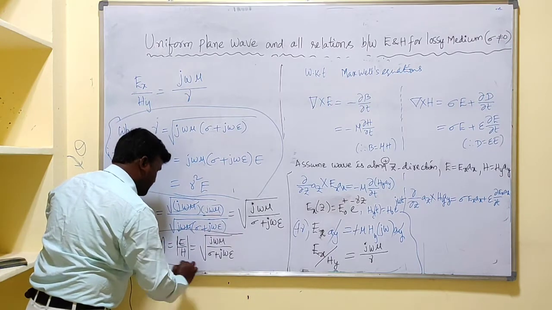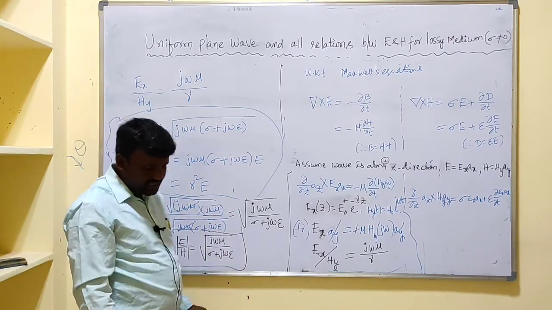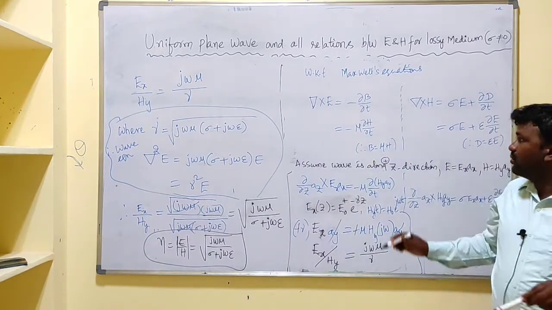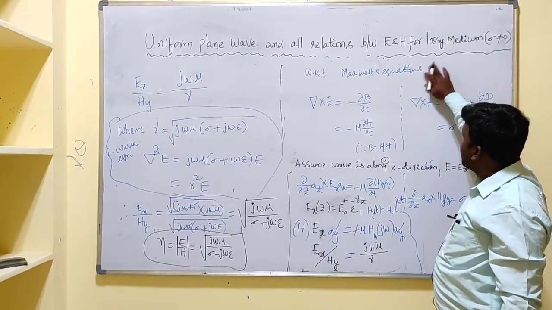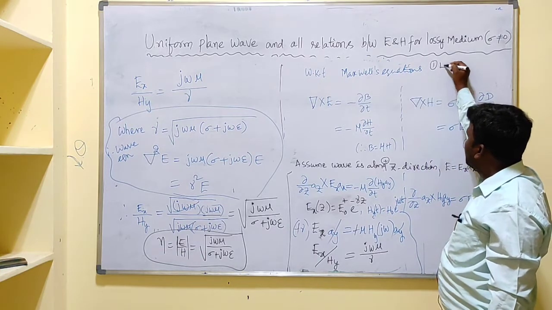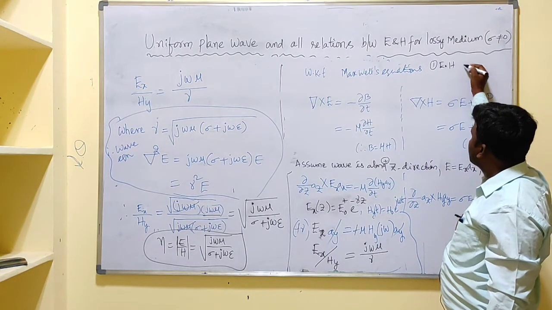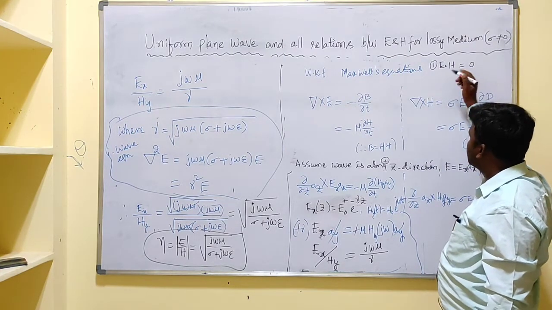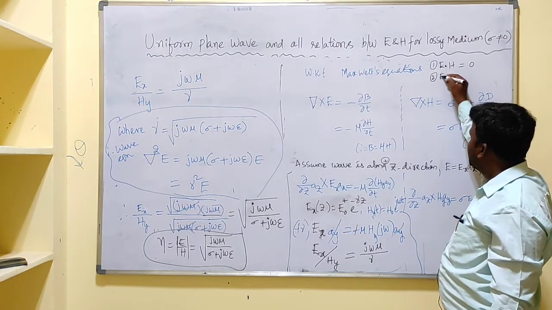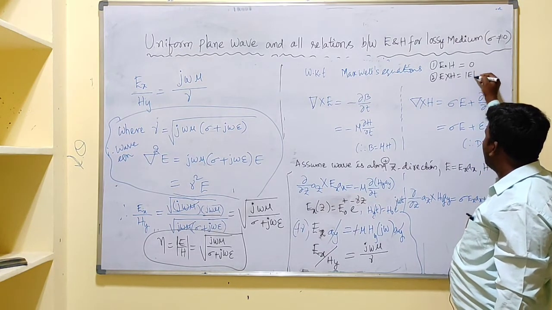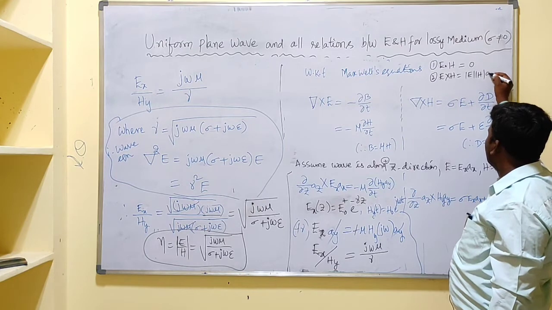So this is the expression for intrinsic impedance. Now we can conclude all the relations between E and H. First relation is E dot H. As E and H are perpendicular to each other, E dot H is 0. And the second relation is E cross H, which gives mod E mod H into Az.